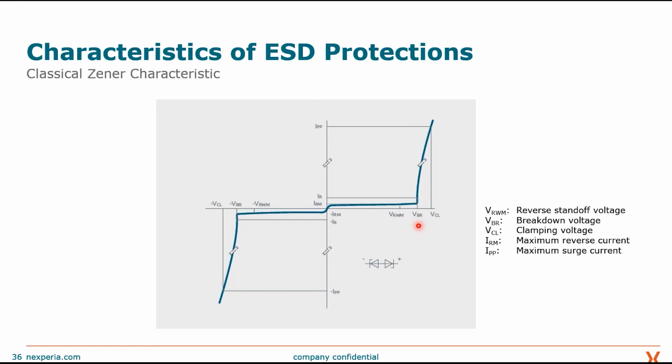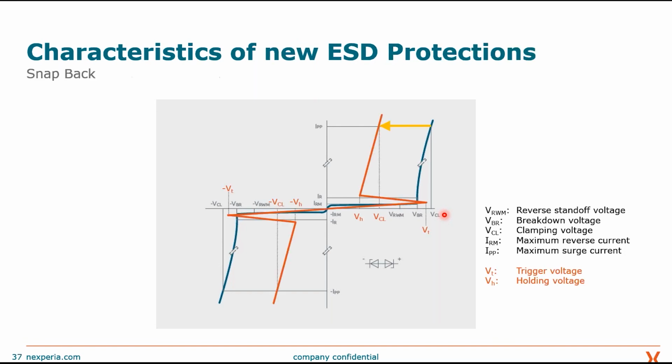So we will see the standard voltage and the breakdown voltage with the corresponding currents here, and also for the negative side. And what we see also is the clamping voltage, which, as we learned in previous slides, is very important for your device, for your IC to protect.